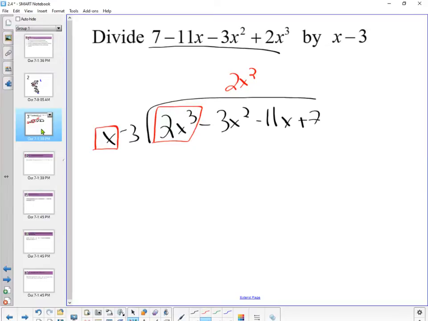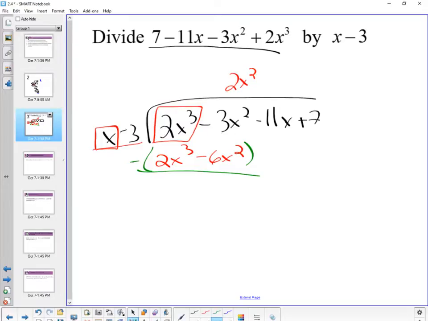But I'm going to multiply by the entire binomial here. So I'm taking 2x squared times x minus 3, which is, of course, a distributive property, right? I've got 2x cubed minus 6x squared, correct? Okay, cool. So the next thing I would do is subtract. So I've got to change all the signs on this number.